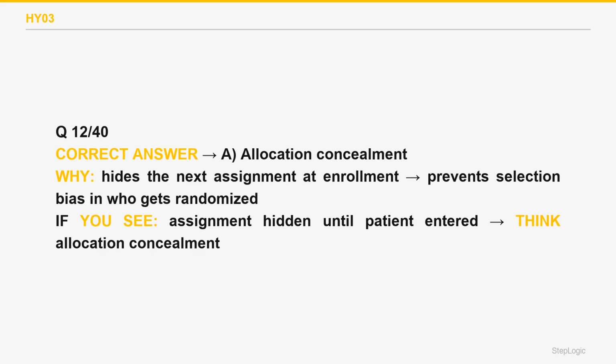Double blinding keeps patients and investigators unaware of assignments during treatment and outcome assessment, but it does not govern the moment of allocation the way concealment does. Choice B, wrong. Matching is a method to control confounding by pairing subjects on key variables, not a way to protect randomization. Choice D, wrong. Hiding the assignment at enrollment is allocation concealment.